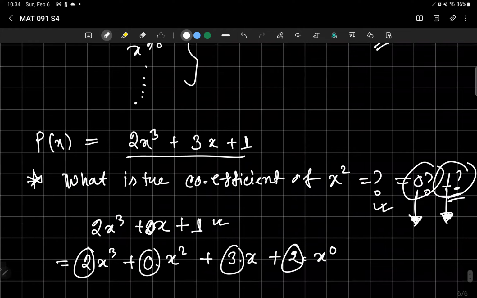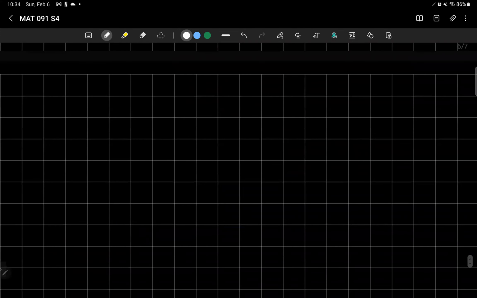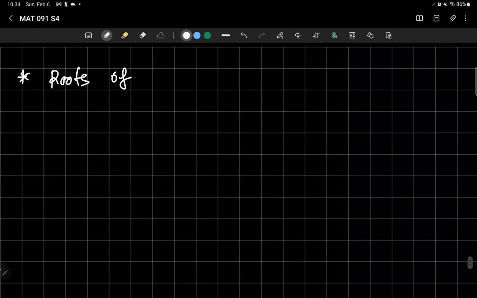Okay. Any more questions? If not, let's now talk about the roots of a polynomial. I wanted to show you something else before I go into the roots of polynomials, but I don't think I have much time. So, roots of polynomials.